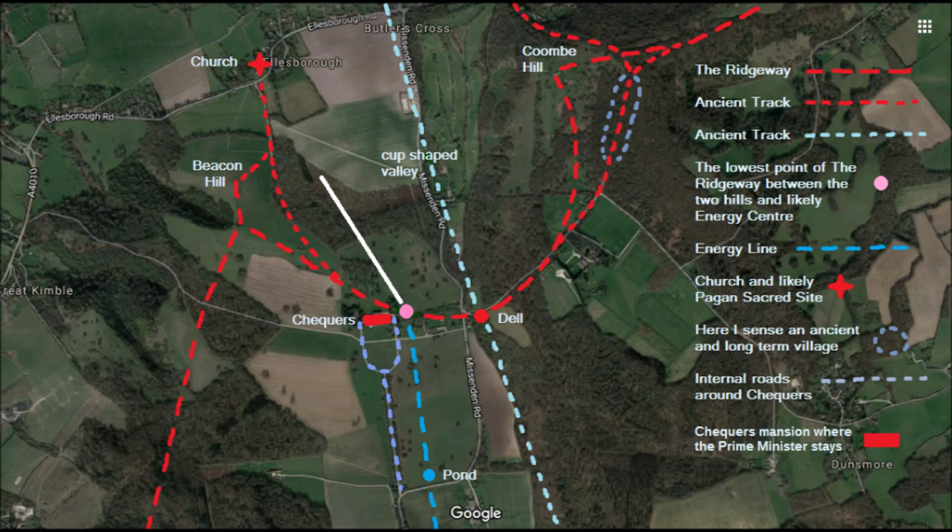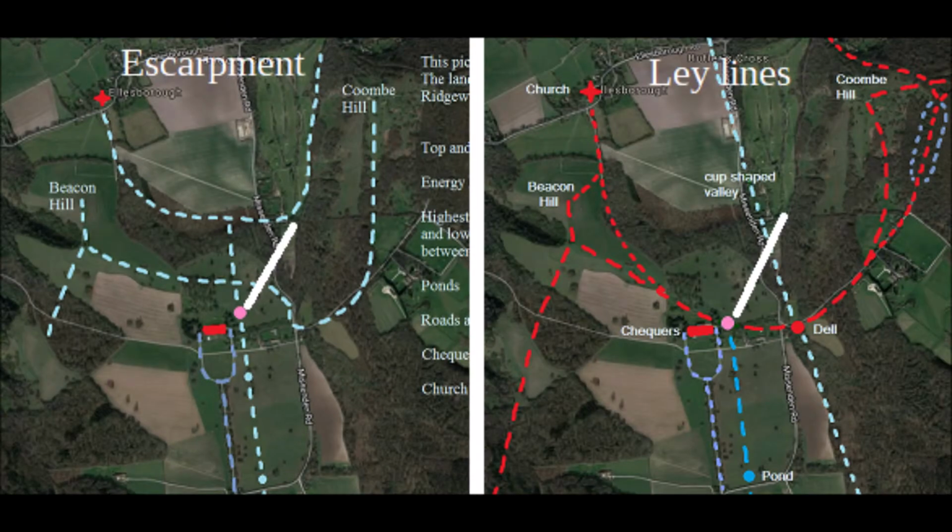But let's just scroll down to the bottom first before we look at all those pictures. But then this, rather than showing the ley lines and the ridgeway, this shows its escarpment. And then suddenly, this is the steep escarpment where Beacon Hill, Coombe Hill, round this valley here, this is all steep sides of hills.